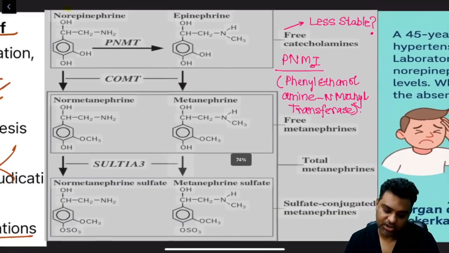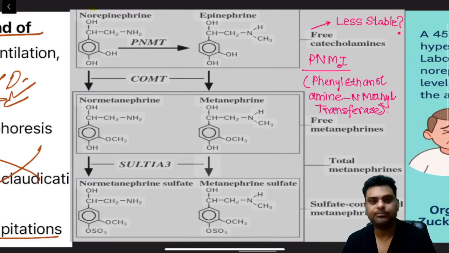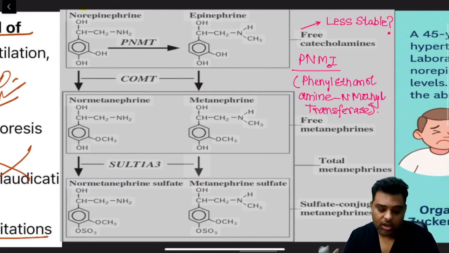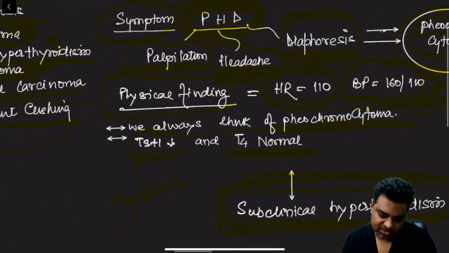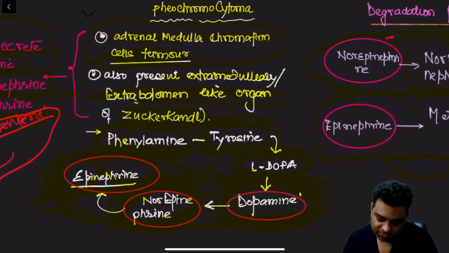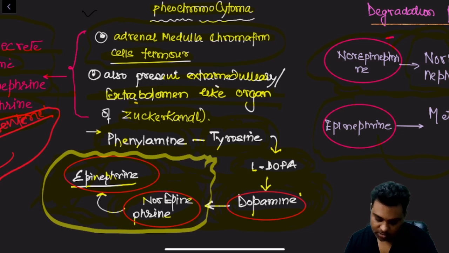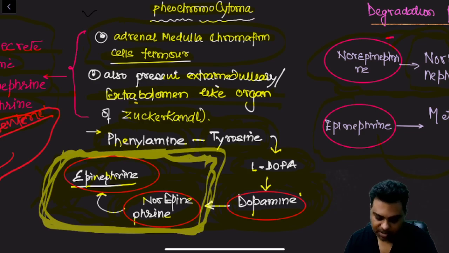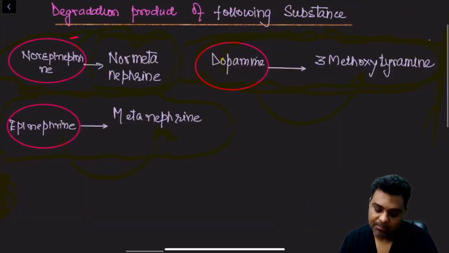Now, this is a very important thing that you have to understand. We have just read here, please see what we have seen. We have seen that phenylalanine will form tyrosine, tyrosine will form L-dopa, L-dopa will form dopamine, dopamine will form norepinephrine, and norepinephrine will form epinephrine. So we have to understand this part, that is the formation of epinephrine from norepinephrine. This part we have to see. So what is important? Let's see.